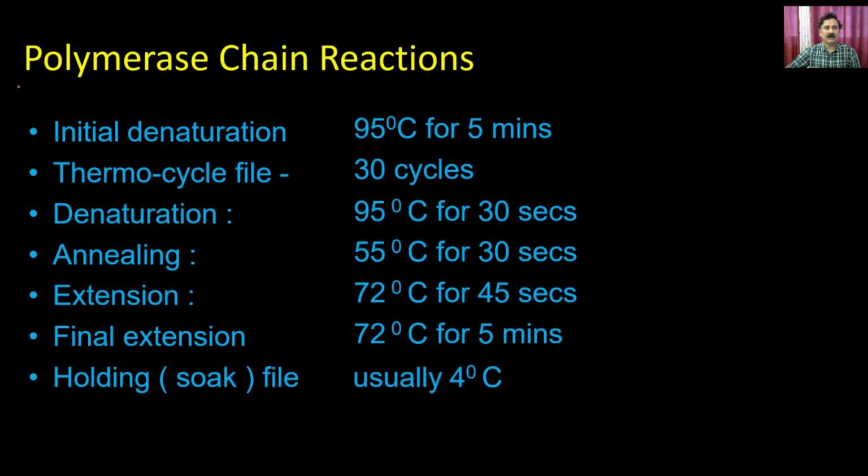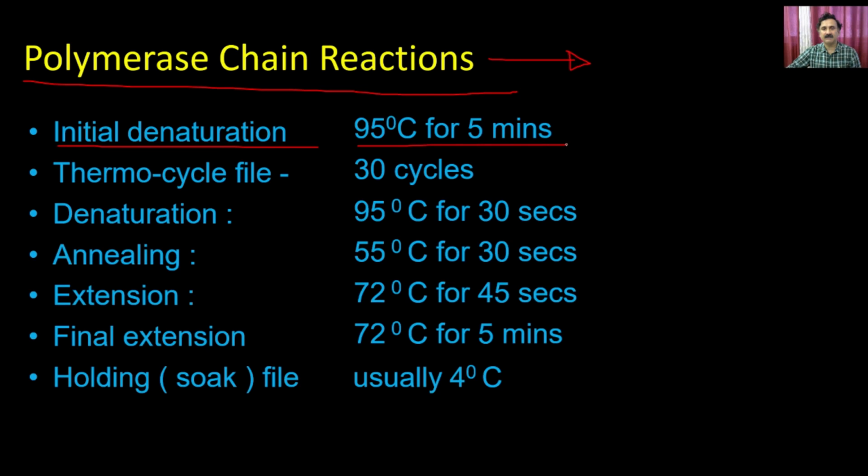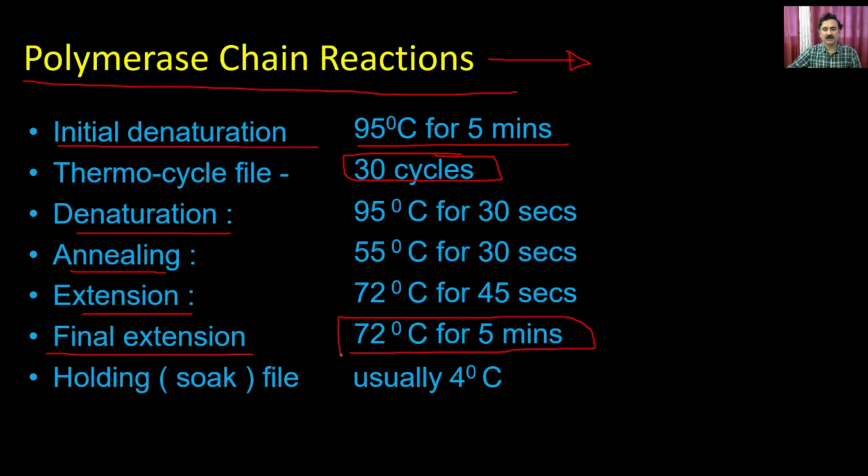This is the way you have to do the polymerase chain reaction setting. For example, you first do the initial denaturation at 95 degrees Celsius for 5 minutes, and then you do 30 cycles of the PCR cycles. So you have the denaturation, annealing, and extension, and then the final extension at 72 degrees Celsius for 5 minutes. This will continue for 30 cycles.